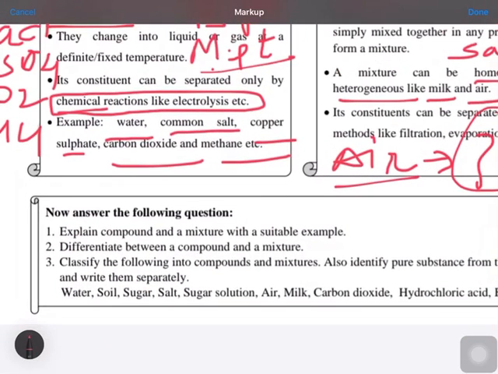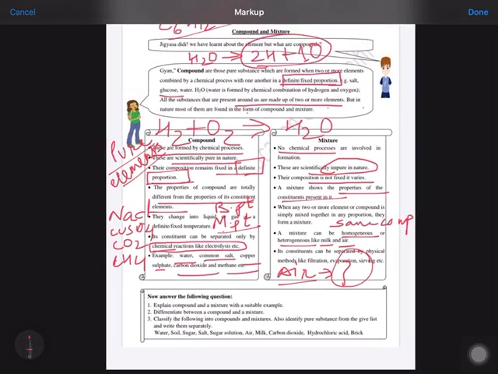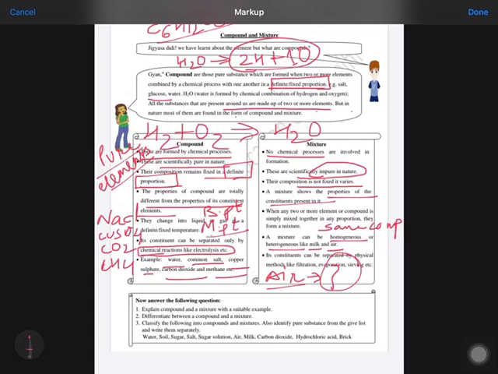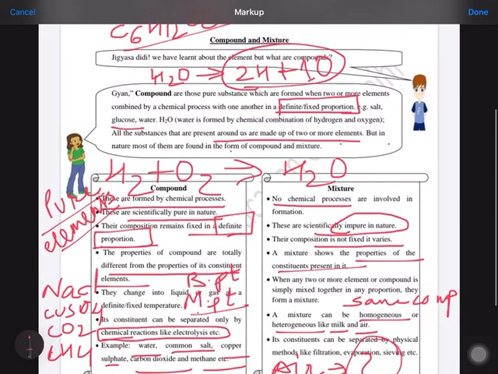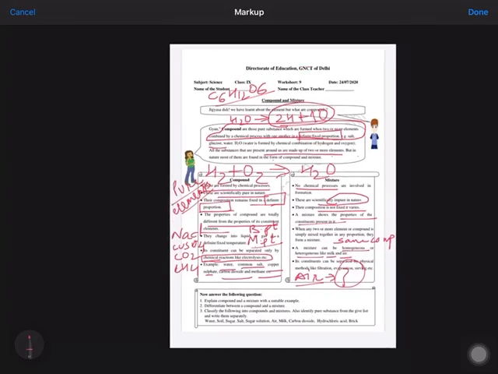Now we come to the question answers. Explain compound and mixture with a suitable example. Compound and mixture can be explained with a suitable example, using the definitions which we have learned. Compounds are those pure substances which are formed when two or more elements combine by a chemical process. So this will be the first question, compound definition. In this you can add, the substances which are formed with two or more elements but in indefinite, not fixed proportion, are known as mixture.